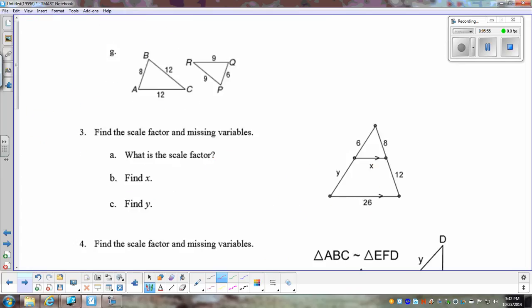I have some congruent pieces here. I know that the small piece of my big triangle is 8. The small piece of my little triangle is 6. And so 8/6 simplifies to 4/3.